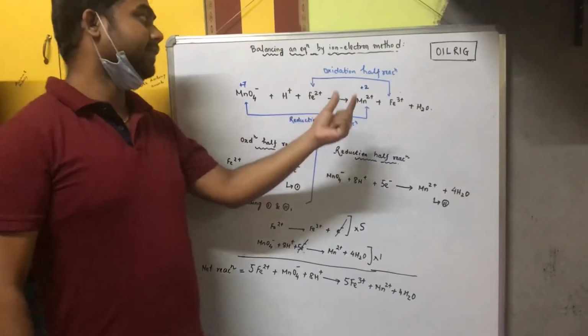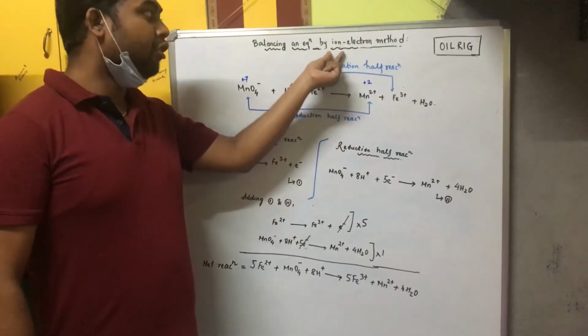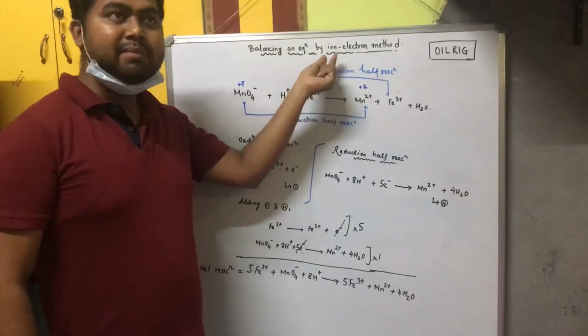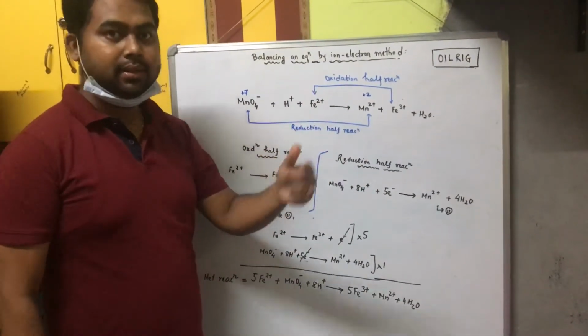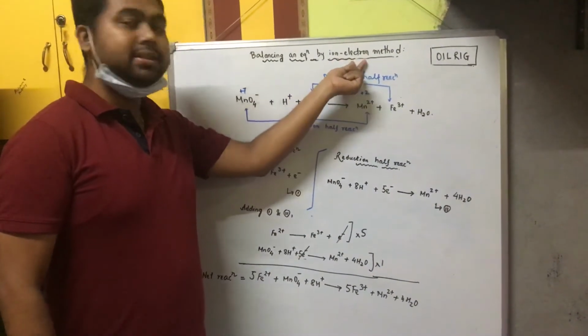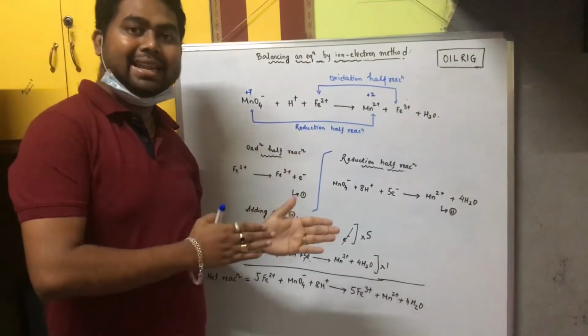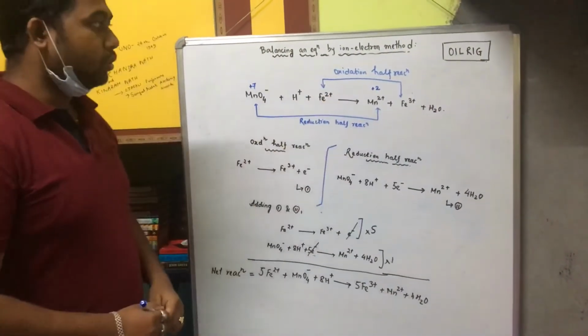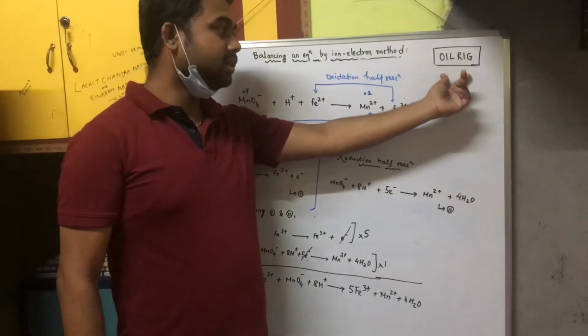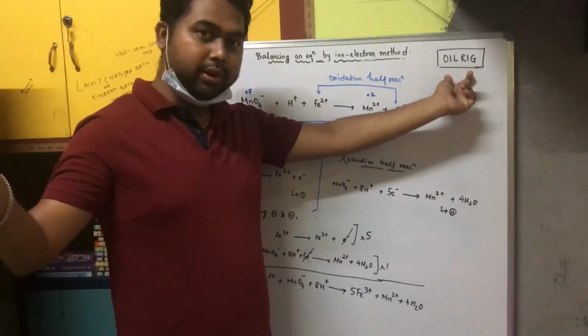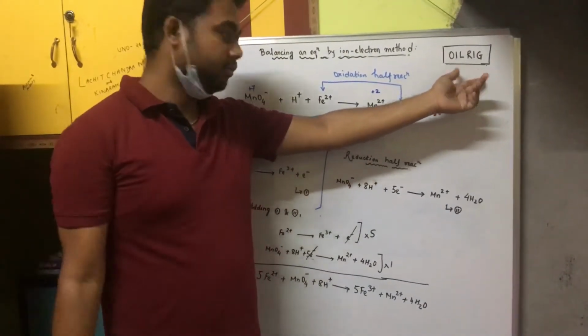The ion-electron method means the involvement of both ions, which may be plus or minus, and electrons. The involvement of both ion and electron will be there. So I have written OIL RIG here. Earlier I have uploaded what OIL RIG is; you can see it in my videos.